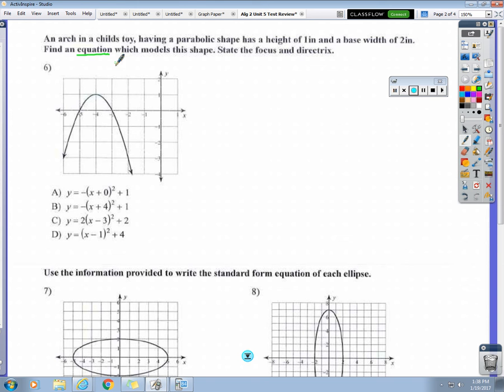So let's go ahead and talk about the vertex. The vertex is going to be right there. And what are the coordinates of that point?